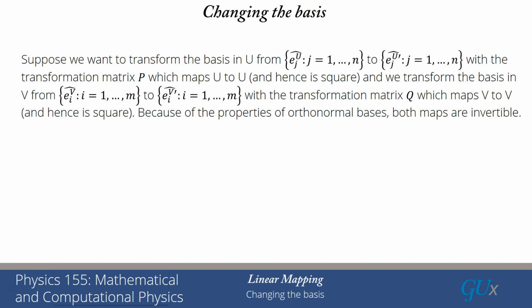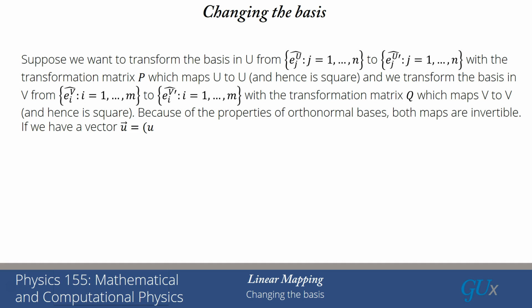We're going to similarly transform the basis in V from e V hat to e V hat prime. And we're going to call that transformation matrix Q. That's also a square matrix, a dimension m by m matrix. And because of the properties of orthonormal bases, it will turn out that both of these maps are invertible. So I can talk about a P inverse, and I can talk about a Q inverse.